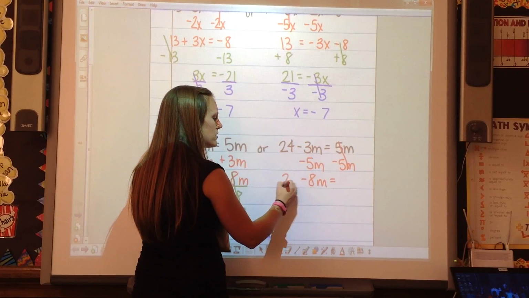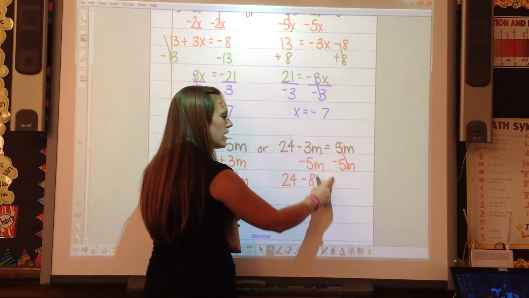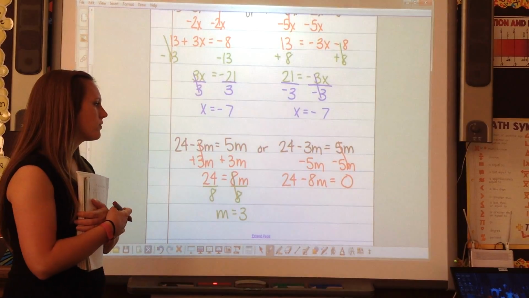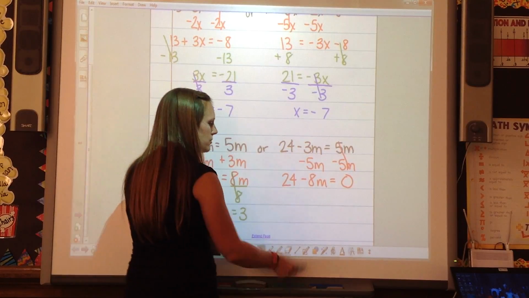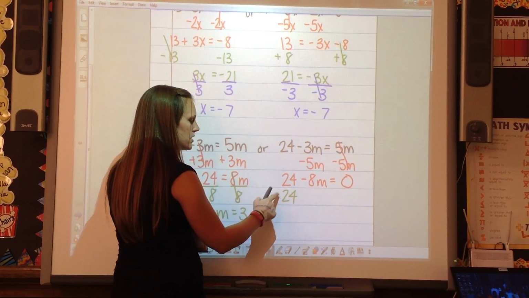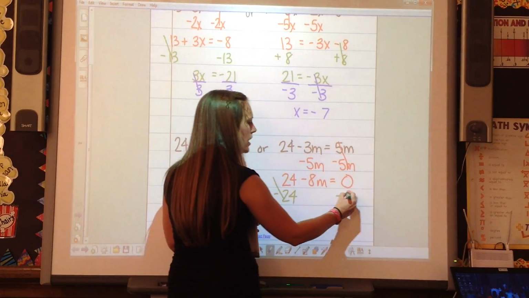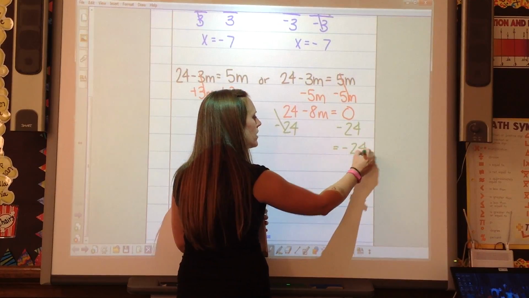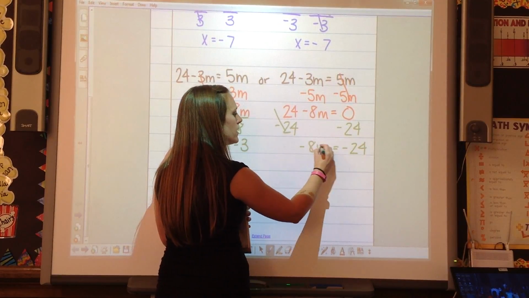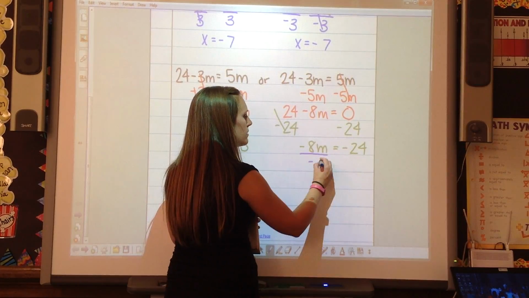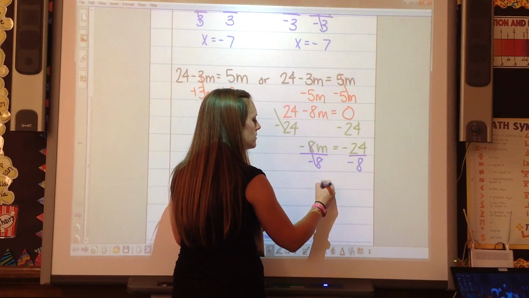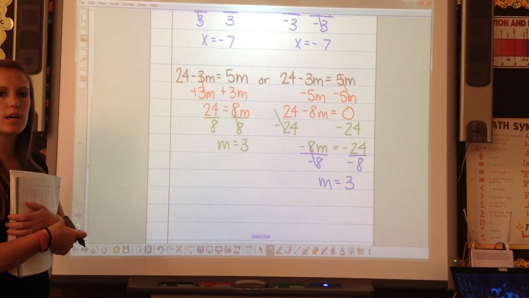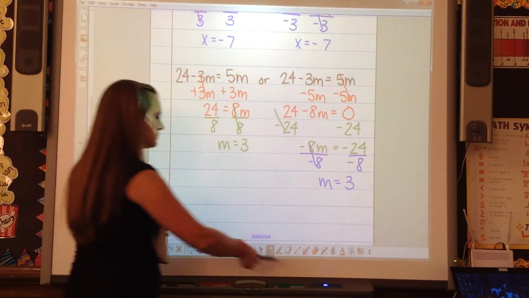On the left side, I also have a 24. On the right side of the equal sign, there's nothing. So it would be 0. I'm going to bring my non-variable term over next. It's positive, always look in front, it's positive, so I'm going to subtract. So I get negative 24 on the right side of the equal sign. On the left side, I get negative 8m. And then I'm going to divide by negative 8. So m equals 3. Either way, you get the same answer, but the second way is going to take longer.